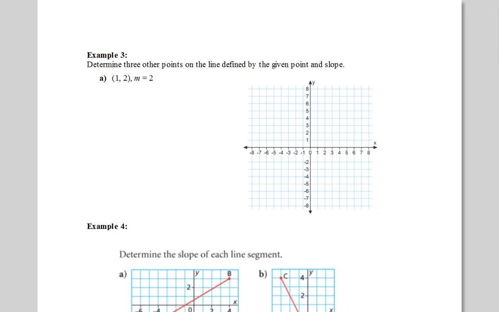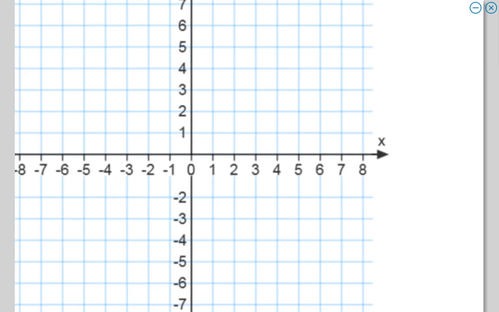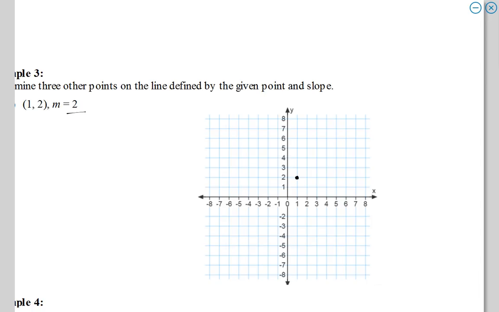Okay, so I'll let you guys try example 3. This one's on you. So you got to start at the point 1 comma 2. You guys started here? And then what does the slope tell you? 2 over 1. So it's 1 to the right and 2 up. So right there is 1 to the right, 2 up, and again 1 to the right, 2 up.